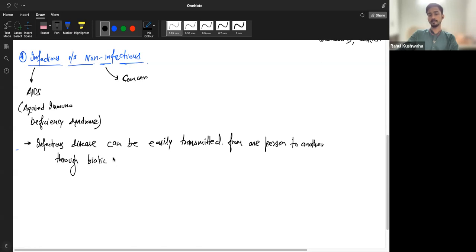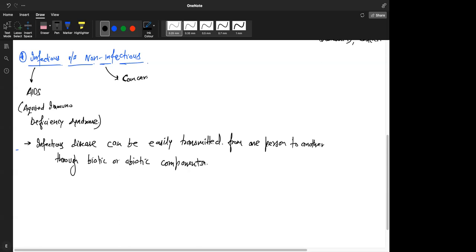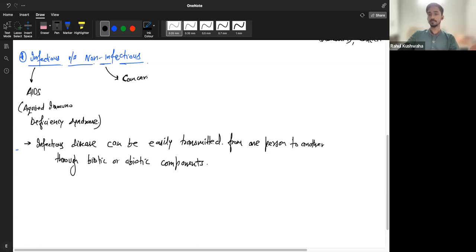So biotic. What are biotic components? A living component. Yes. Biotic means living, any vector or anything, bacteria, virus, or any mosquito or something. Biotic or abiotic components means just by air, sneezing, surface contamination, etc. But infectious diseases have the ability to spread from a diseased person to a healthy person.